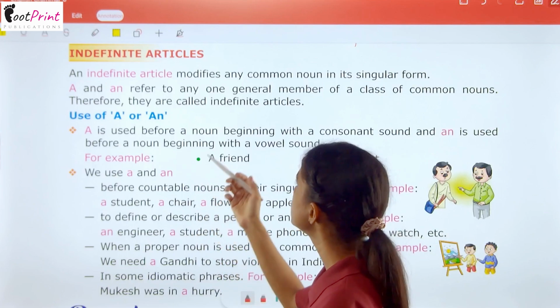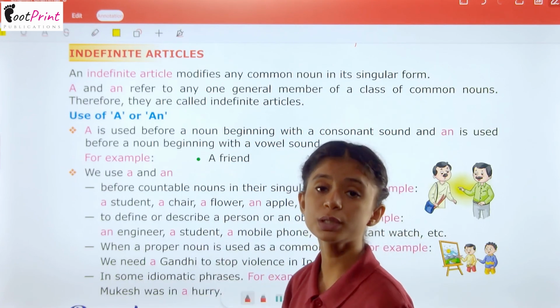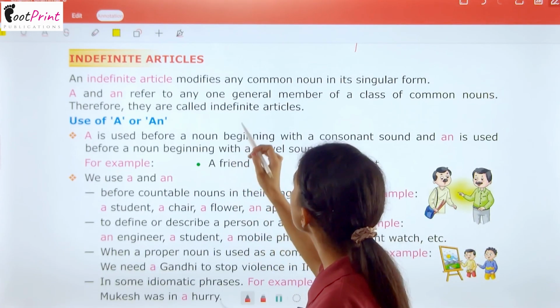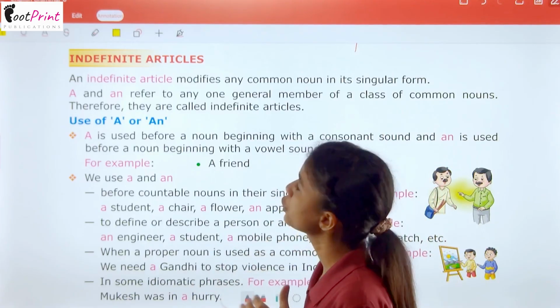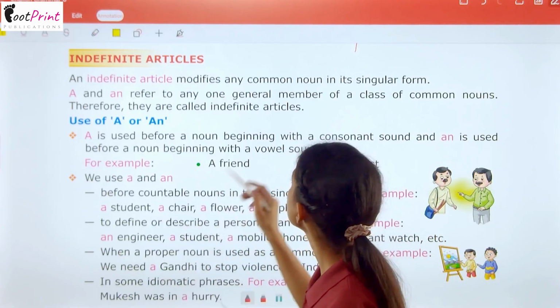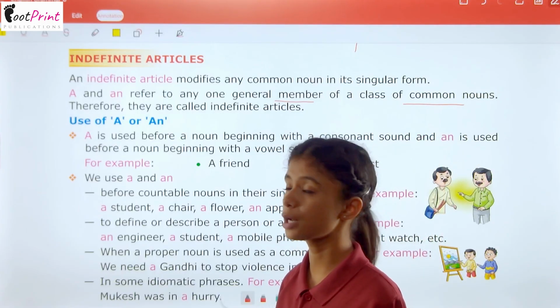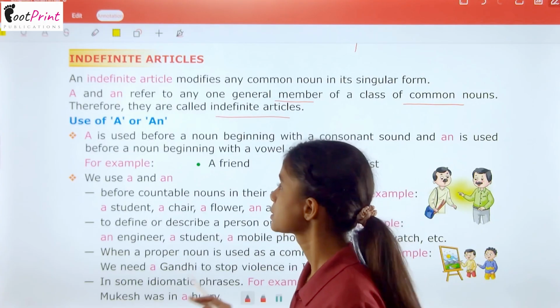An indefinite article modifies any common noun in its singular form. So it modifies any common noun. A and an refer to any one general member of a class or of a common noun. So they refer to any one general member of a common noun. So we're talking about a common noun here. Therefore, they are called indefinite articles.